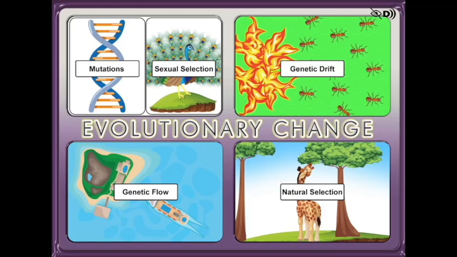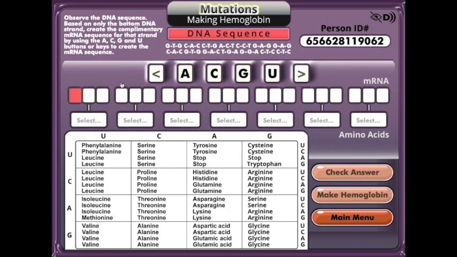Welcome to the evolutionary change simulation. This simulation has 5 different parts. In Part 1, called Mutations, you'll investigate mRNA sequences and their corresponding amino acids. To begin, select the mutations icon.